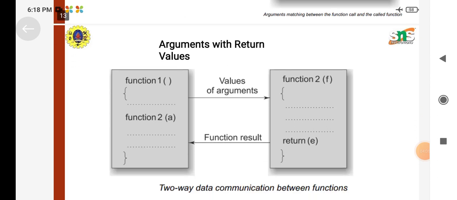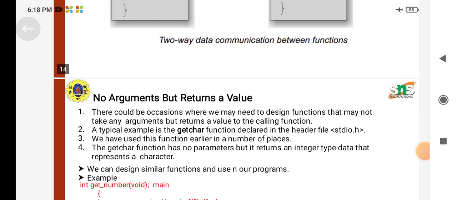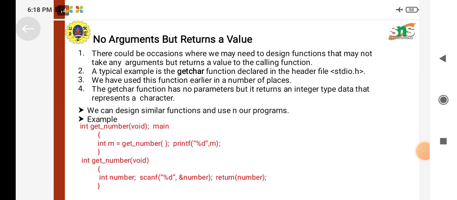And then arguments with return values. So some arguments are there with a return value. This is two-way data communication. And then no arguments but return values. There could be a situation where we may need to design functions that do not take any arguments but return a value to the calling function.